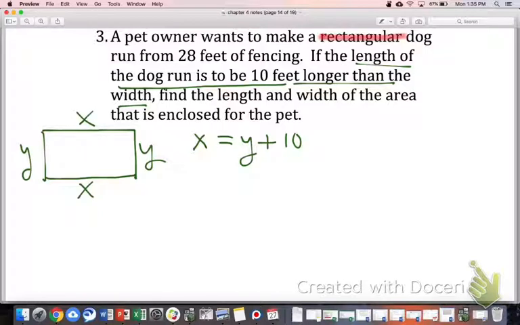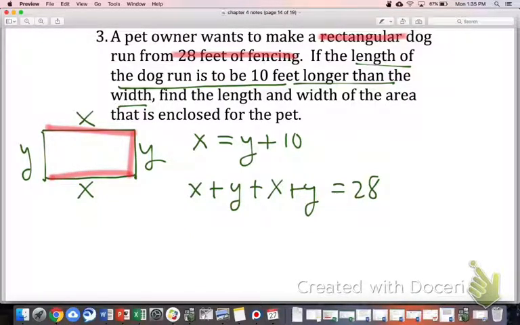And then I know that I have 28 feet of fencing. So if I add up all the sides of the enclosure, that should add up to the amount of fencing that I have. It would be X plus Y plus X plus Y is equal to 28. So what's the concept we're talking about here? It's perimeter. I'm basically saying the perimeter has to be 28 because that's all the fencing that I have, and I'm presumably going to use it all.